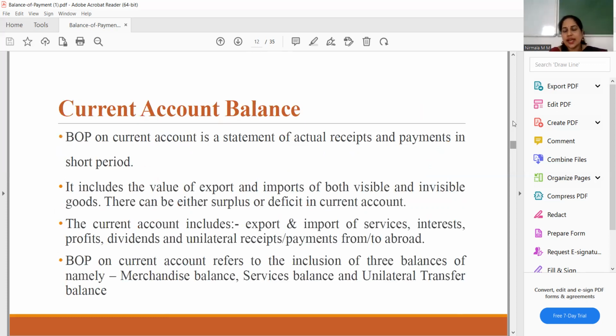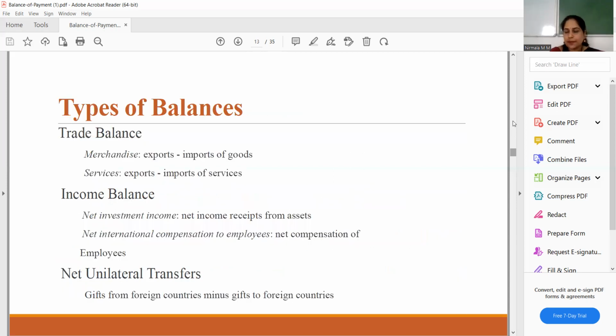The current account is a statement of actual receipts and payments in a short period, which includes all the exports and imports of an economy, both visible and invisible goods. And this can be either surplus or deficit as well. The current account includes the export and import of services, interest, profit, dividends, and unilateral payments and receipts from or to abroad. Balance of payment on current account refers to the inclusion of three balances: merchandise balance, service balance, and unilateral balance. These are the three important balances which appear in the current account.